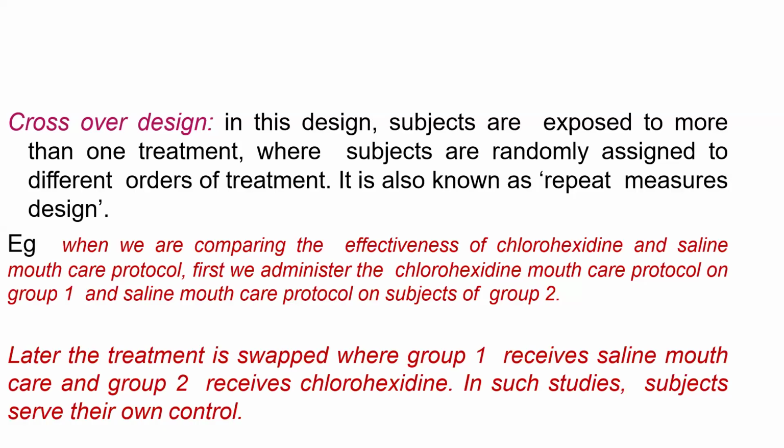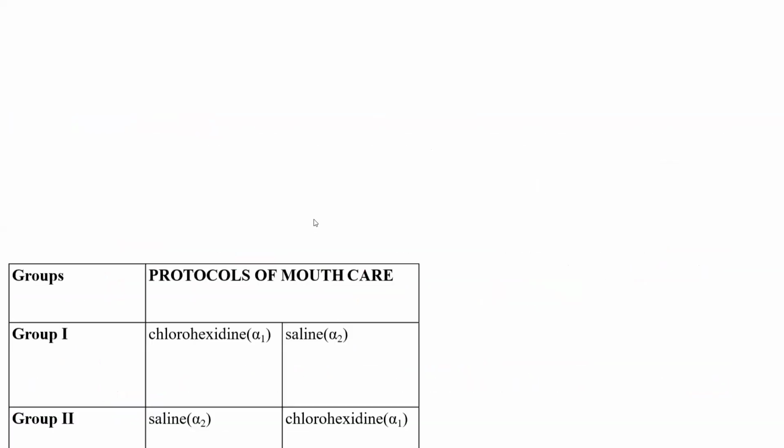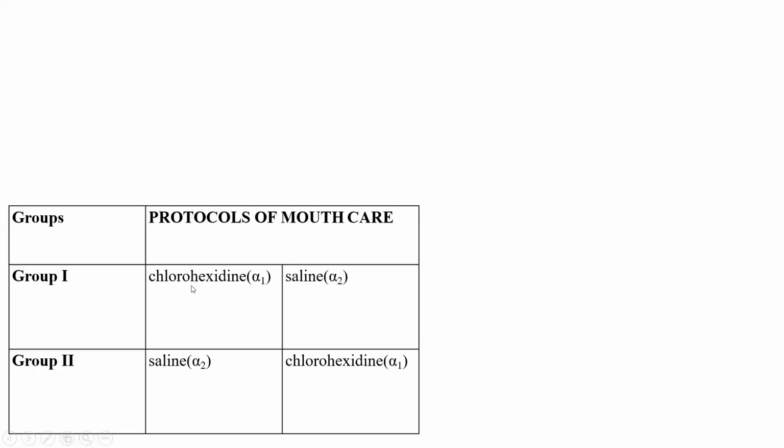For example, when we are comparing the effectiveness of chlorhexidine and saline care protocol, first we administer chlorhexidine mouth care protocol on group 1 and saline care on group 2. Later the treatment is swapped, where group 1 receives saline mouth care. So it is something like a zigzag manner. In the forthcoming slide, it is very clearly seen. Here, one group with a particular period of time: the first group is exposed to chlorhexidine and the second group is normal saline.